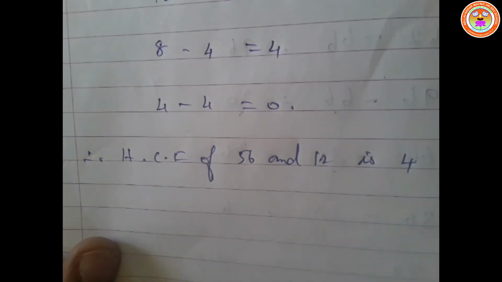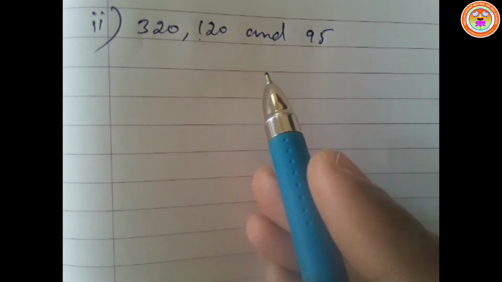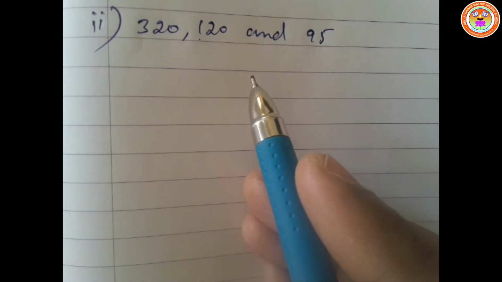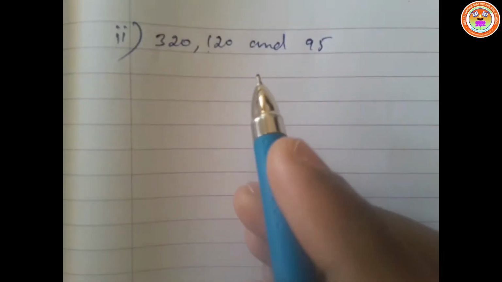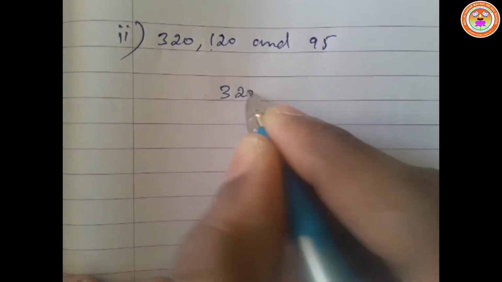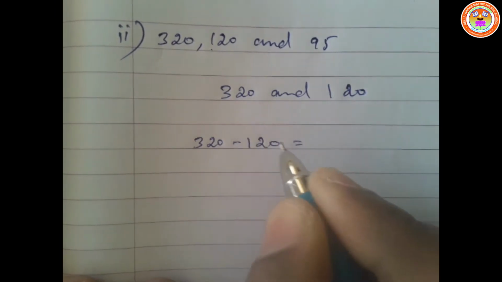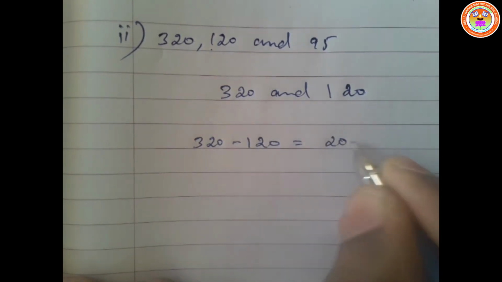Now we will move on to the second subdivision. The second subdivision is 320, 120 and 95. There are three numbers. So these also we are going to find by using the repeated subtraction method. Take the first two numbers, that is 320 and 120. Among these two numbers, the bigger number is 320. Subtract it with 120, you will get 200 as the remainder.